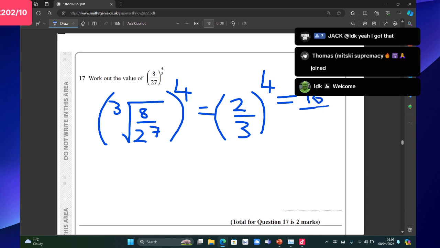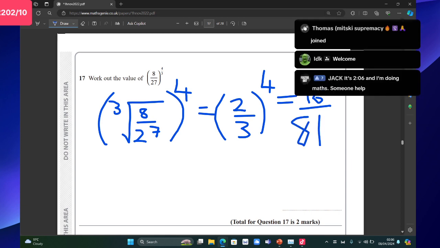We get 16 over 3 to the power of 4, which is 3 times 3 times 3 times 3, which would be over 81. Okay. Again, this is a classic question. Revise your fractional indices.